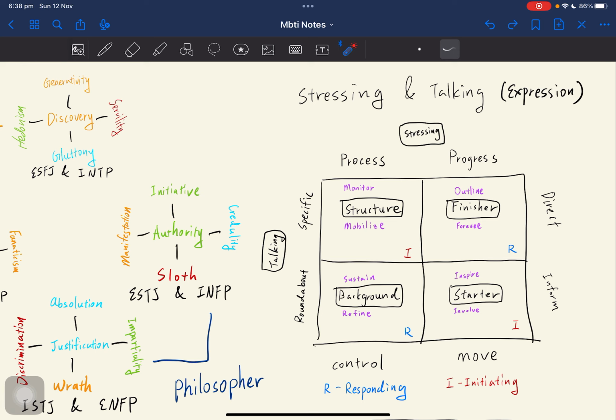So for progress people, it's more about moving, like going somewhere. It doesn't necessarily mean that they are producing any outcome. As long as they are on the move, they are happy. So for the starter, they have a problem of starting something very quickly, but not being able to see it all the way through to the end. They flake out.